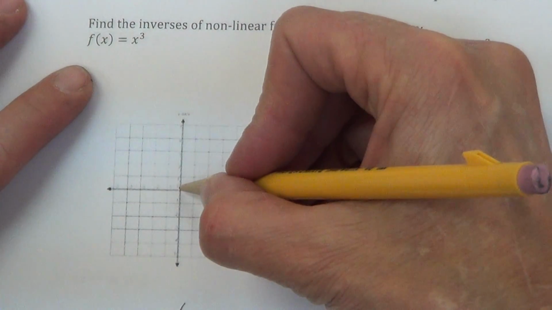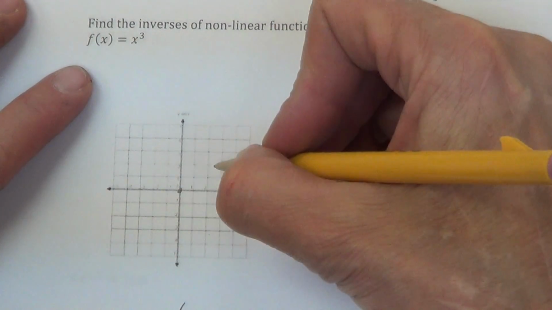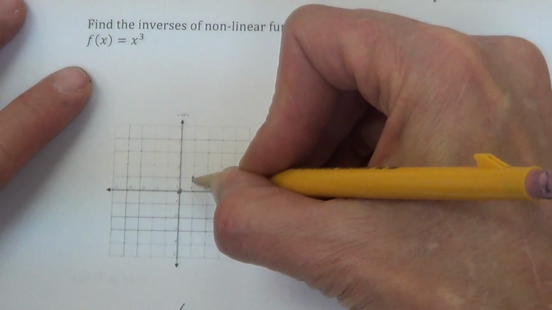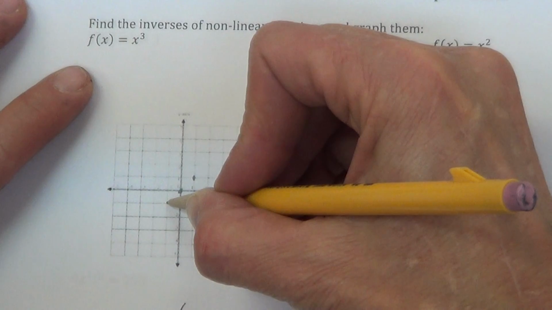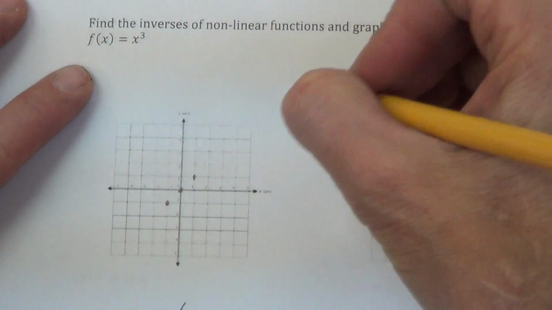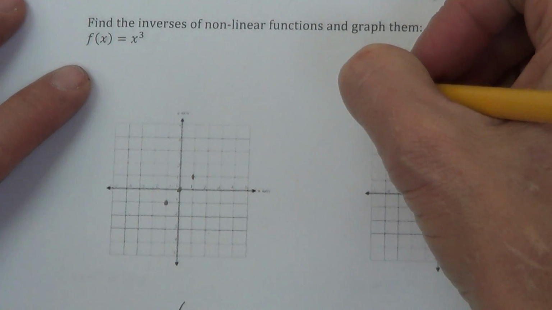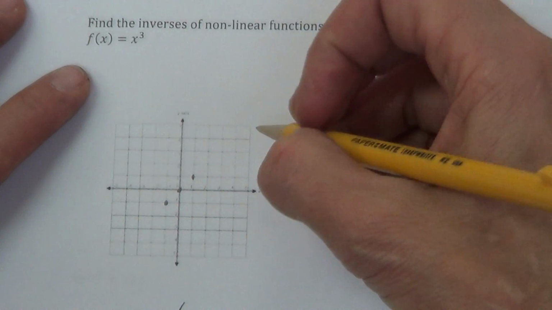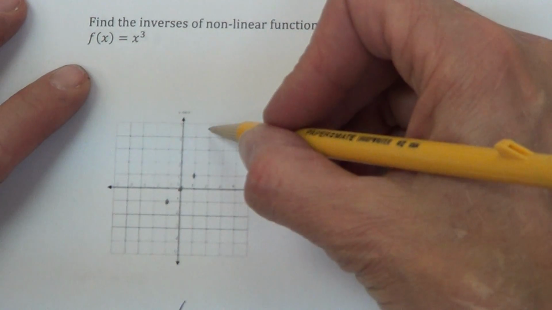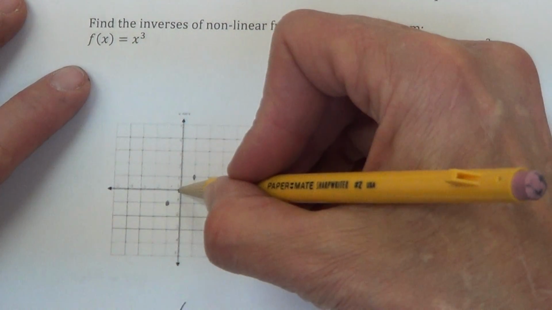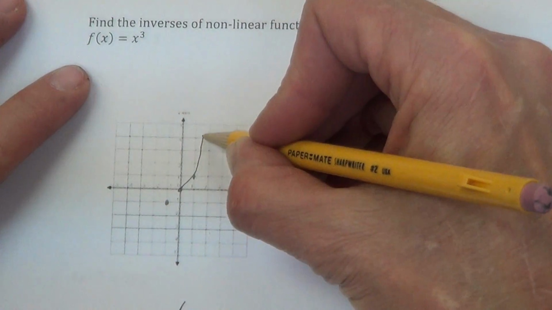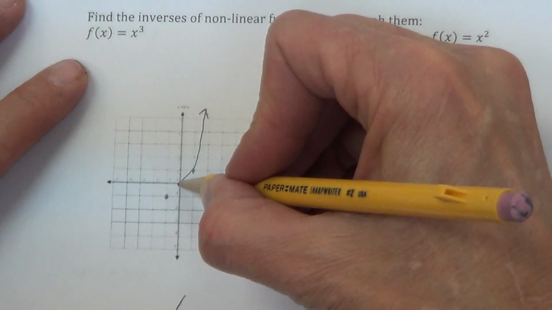Remember, 0 cubed is 0. 1 times 1 times 1 is 1. And -1 times -1 times -1 is -1. And that's what we called our vertex when we were doing these before. And then 2 cubed was 8. So basically, if you remember right, it went kind of like this.